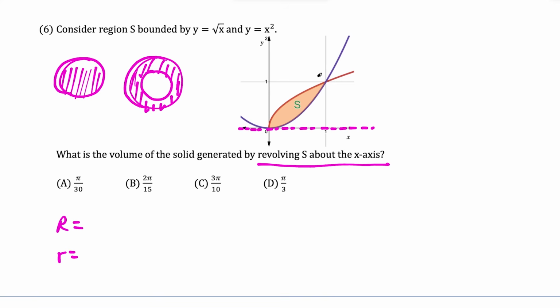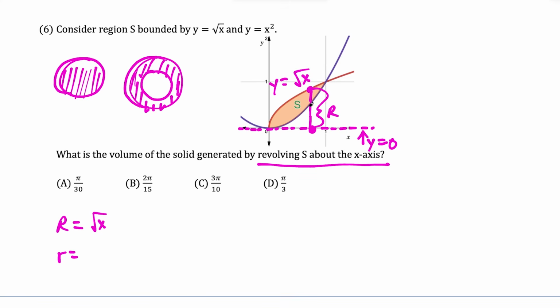So the big radius is the distance from the axis that we're spinning around to the end of the region. We're going all the way here. And notice that the top curve is y equals square root x. So this distance here, I'm going to call big R, is going to be square root x. Technically, I should use the concept of top minus bottom, but this is the line y equals 0. So if I do square root x minus 0, that's just going to give us square root x. This is perfect for defining capital R, which is our big radius.